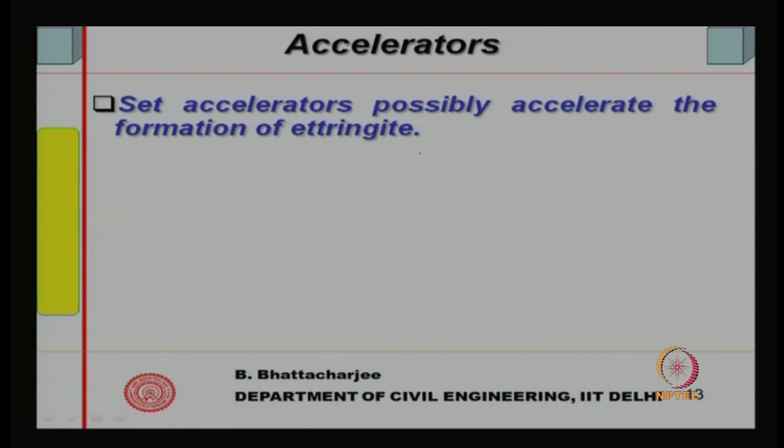Set accelerators possibly accelerate the formation of ettringite, because if ettringite formation is faster, the dormant period will be reduced. We know that during the initial phase of setting, ettringite is produced during the dormant period, and it accelerates the setting process.